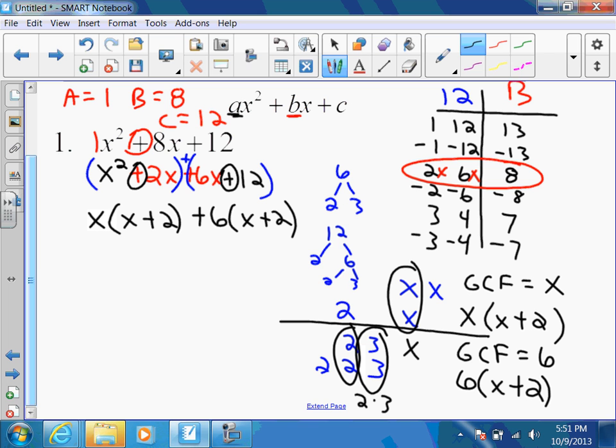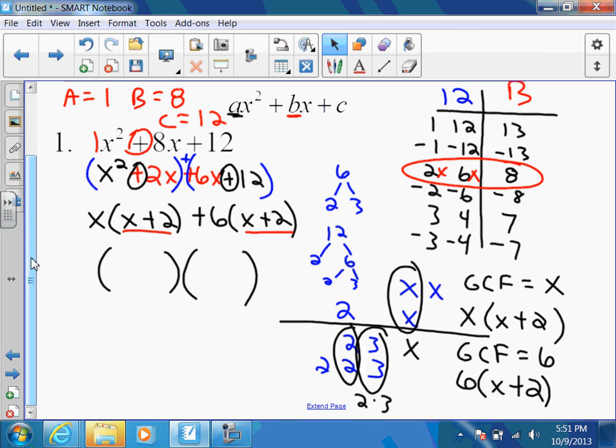What do you notice here? The insides match. So we've done it correctly. Insides go in the first parentheses. Outside goes in the second parentheses.